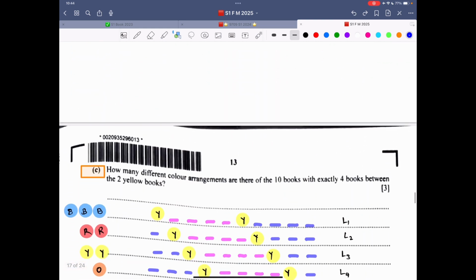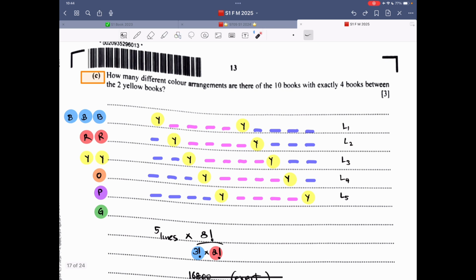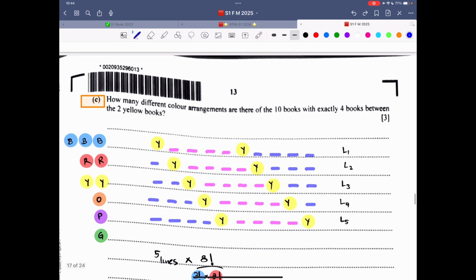Now let's look at this one. How many different arrangements are there of the 10 books with exactly 4 books between the 2 yellow books? Now remember that question that was there in October, November 2024 variant 53. There was this permutation and combination question.